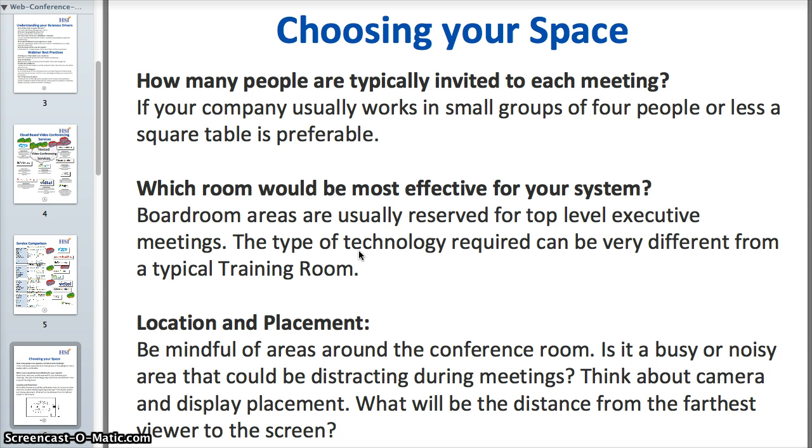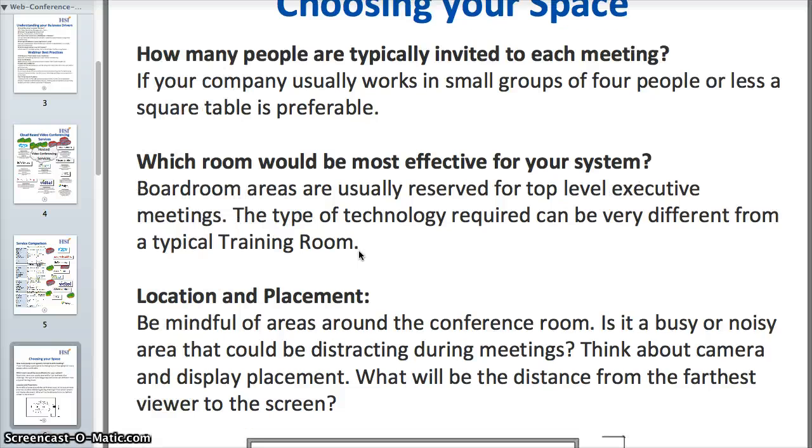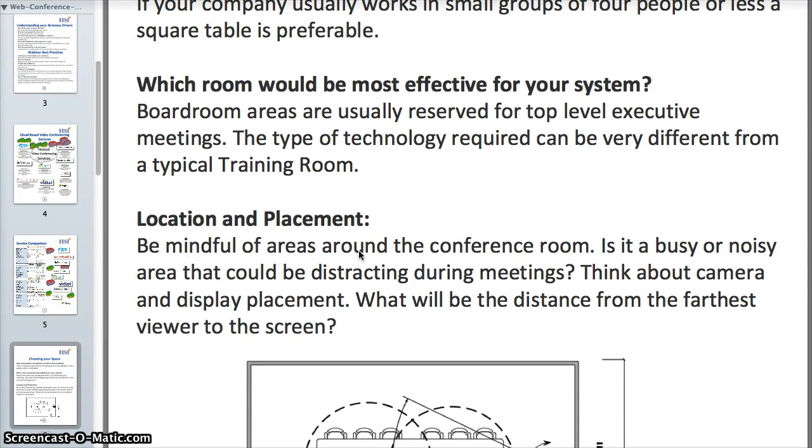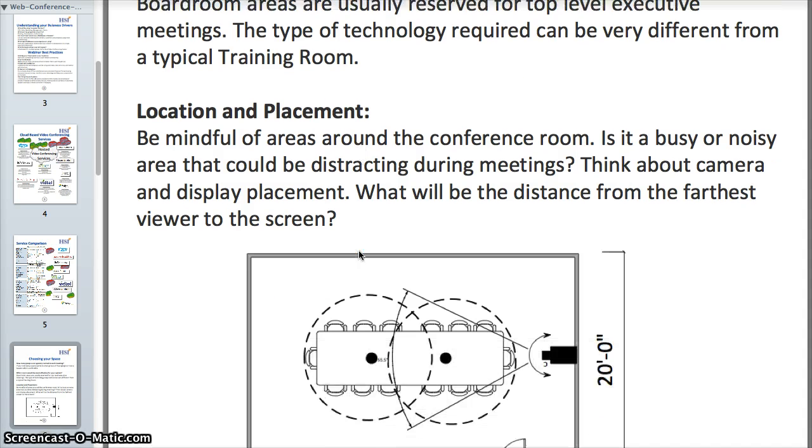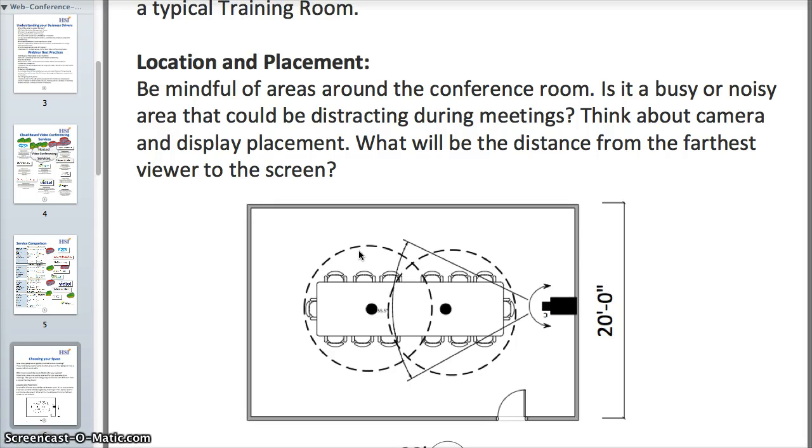This really depends on how many people are going to be using the system at the same time and how many people are normally in a group setting. Which room could be most effective for your system depends on who's using it as well. And that's pretty straightforward. And finally, you have to be mindful of the location of the area and wonder if it's going to be too busy or noisy of an area, which could be potentially distracting for your meetings.